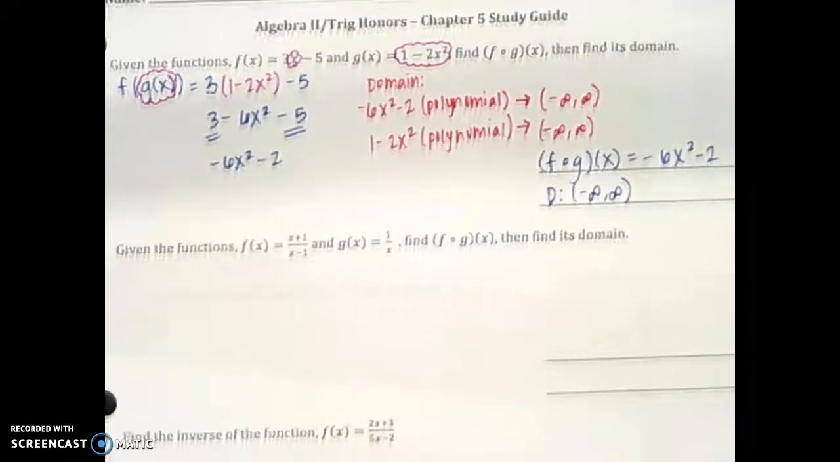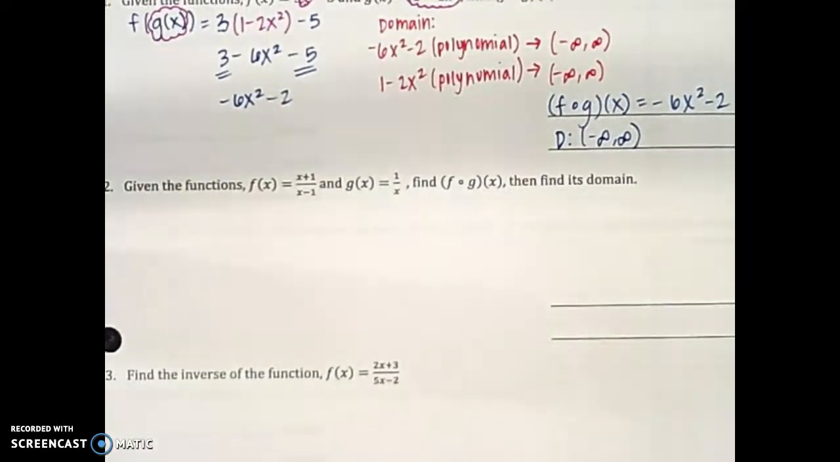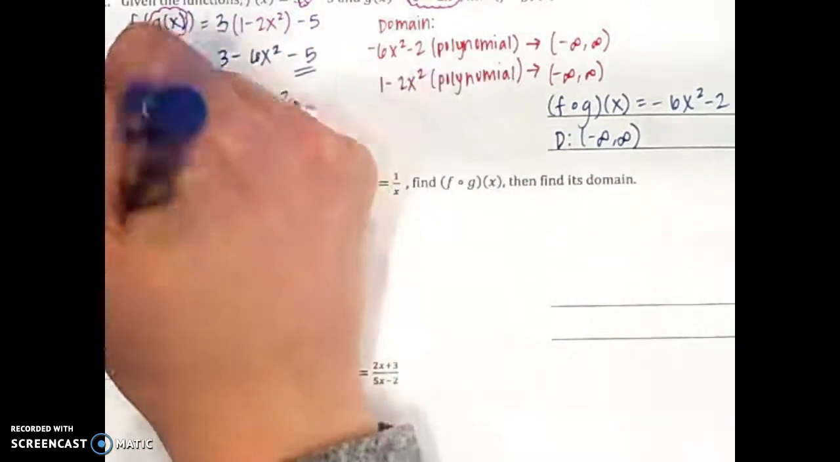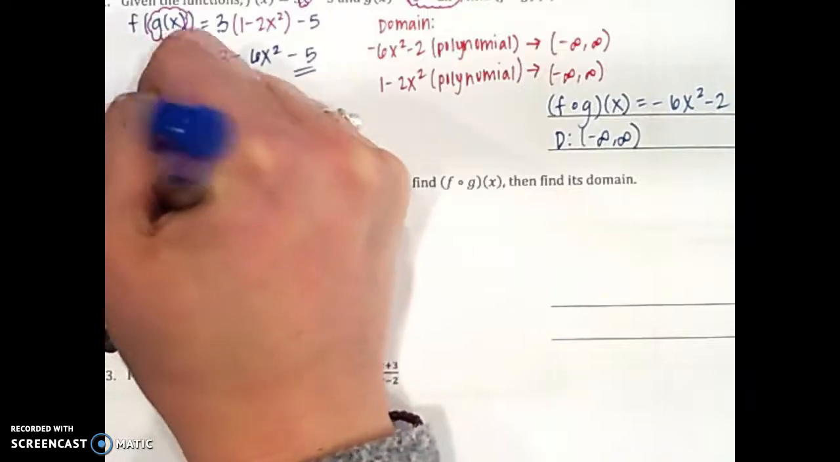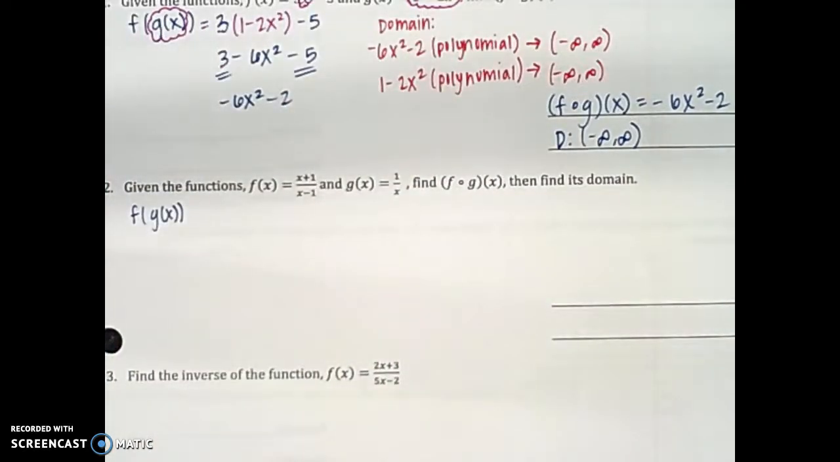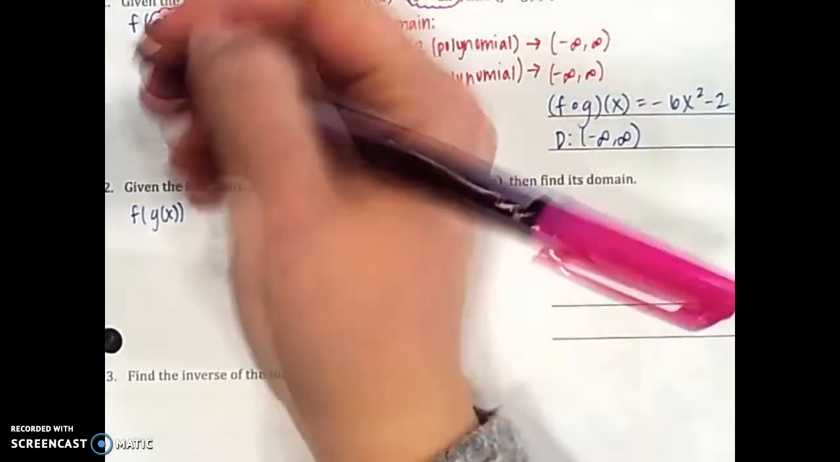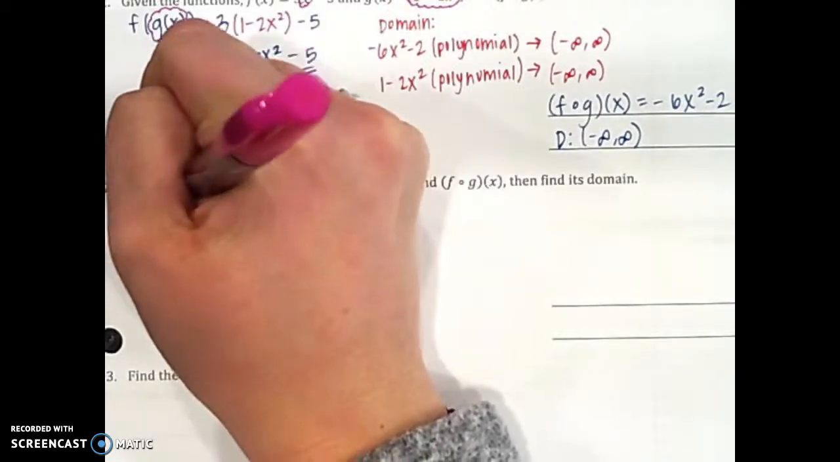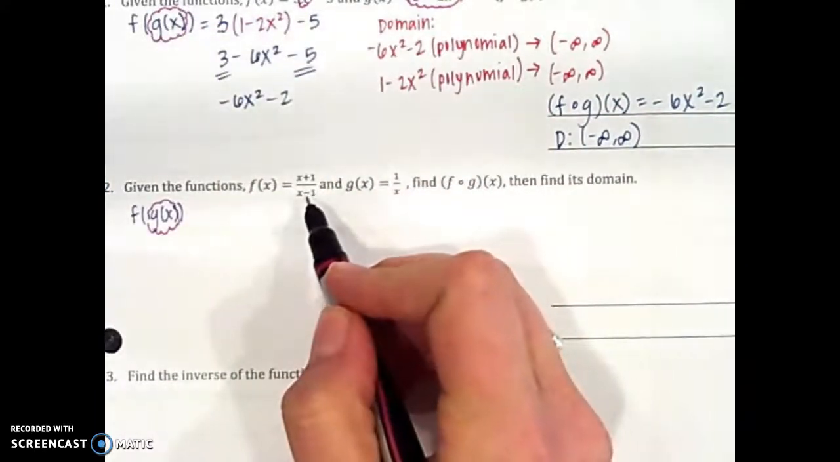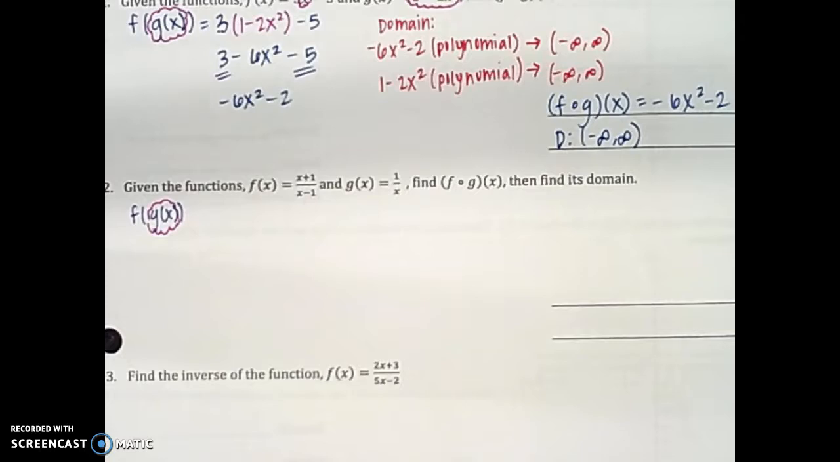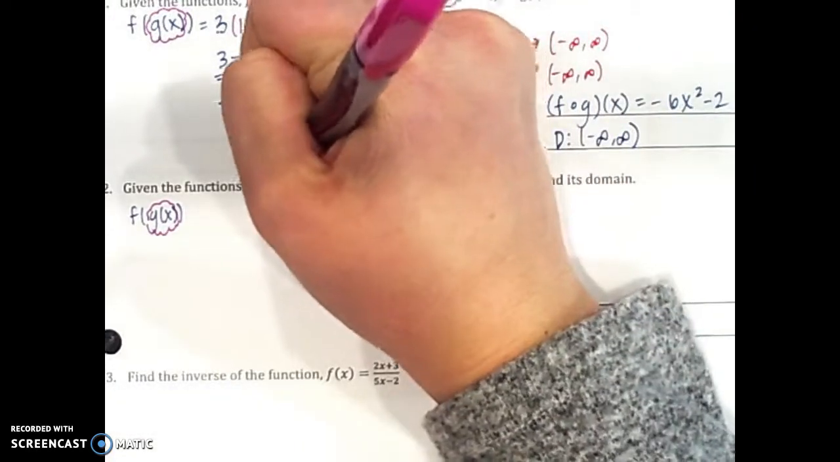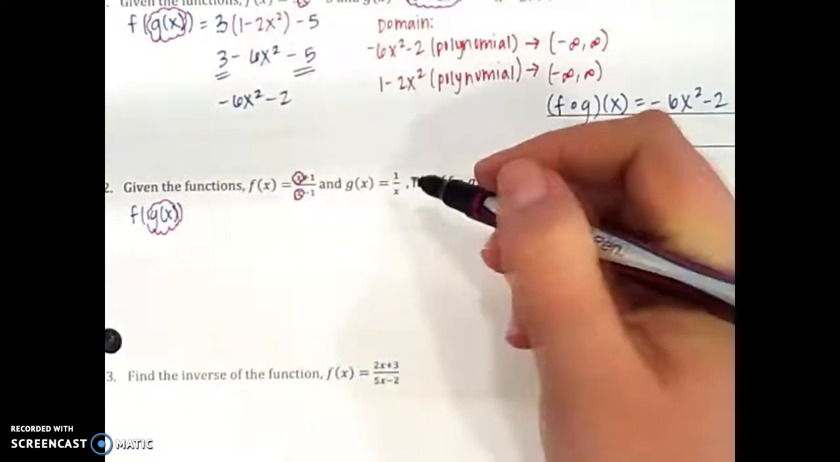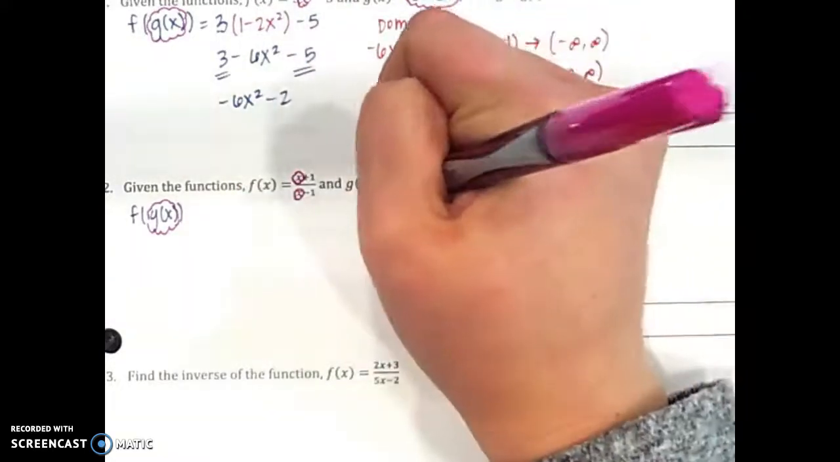Okay, so for number 2, number 2 is pretty similar. It's just a little bit more complicated, because it's asking us the same thing. It's asking us to still find f of g of x. But what makes it more difficult is that g of x, what we're going to be plugging into f, is x plus 1 over x minus 1. Wherever there's an x, which is here and here, we need to plug in 1 over x.